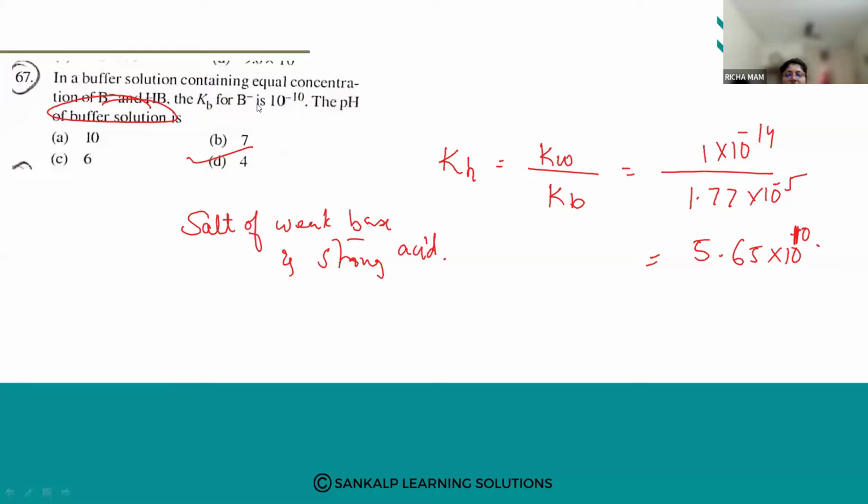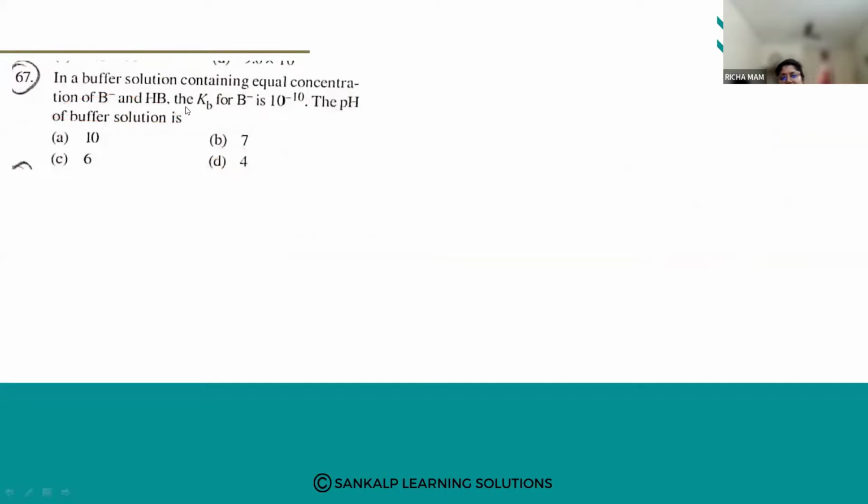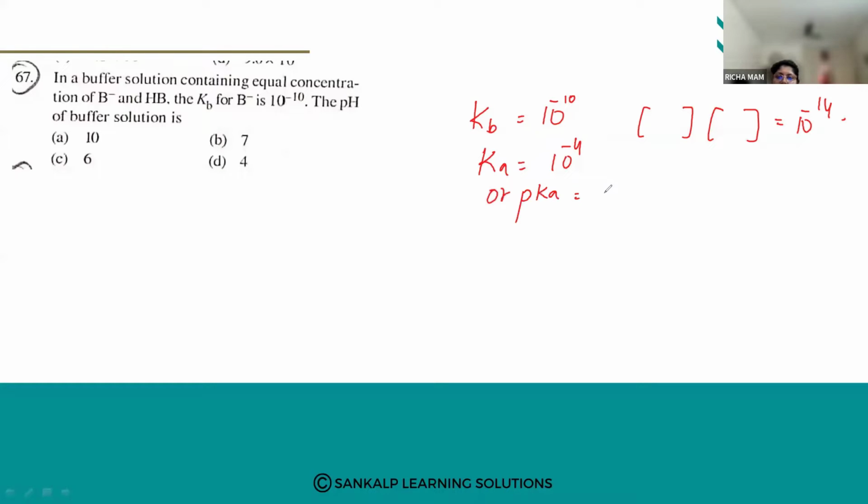In a buffer solution containing equal concentration of B minus and HB, the Kb for B minus is 10 raised to minus 10. The pH of the buffer solution is? So what is given: let us write Kb is equal to 10 raised to minus 10. Then Ka is equal to 10 raised to minus 4, because the equilibrium constant of acid times base is equal to Kw, 10 raised to minus 14. So Ka is 10 raised to minus 4, or the pKa will be 4.